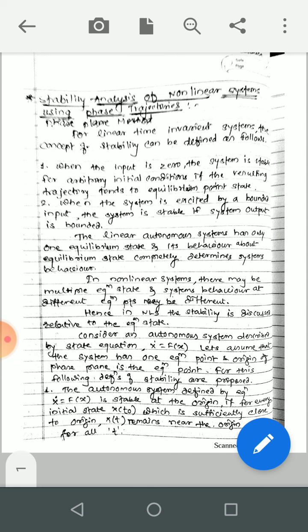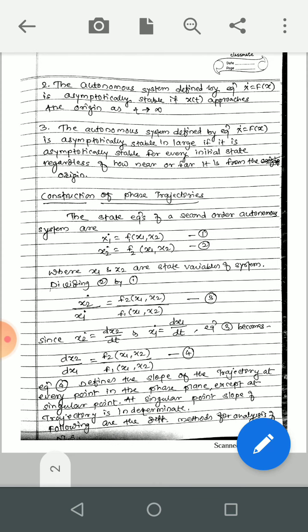First definition: the autonomous system defined by the equation x dot equal to f of x is stable at the origin if for every initial state x at t equal to 0 which is sufficiently close to the origin, x of t remains near the origin for all t. Second definition: the autonomous system defined by x dot equal to f of x is asymptotically stable if x of t approaches the origin as t tends to infinity.